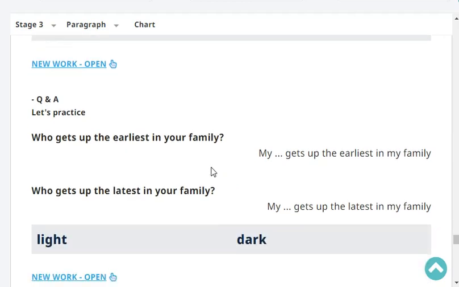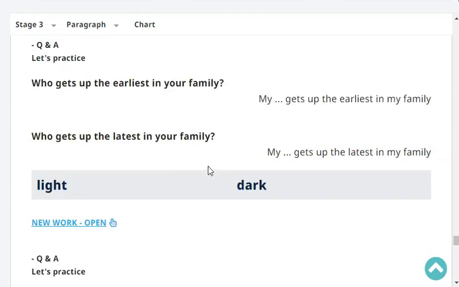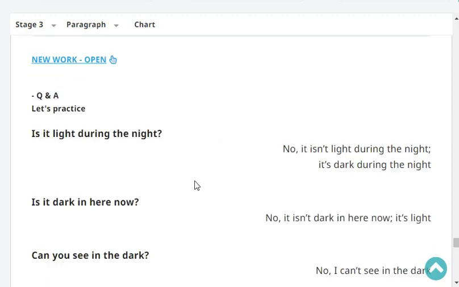Very good. Who gets up the earliest in your family? My mother gets up the earliest in my family. Who gets up the latest in your family? My father gets up the latest in my family. Very good.